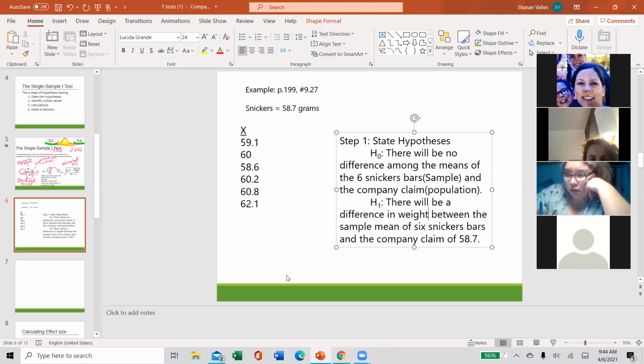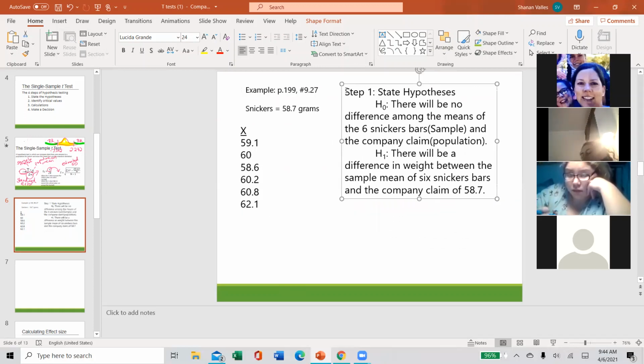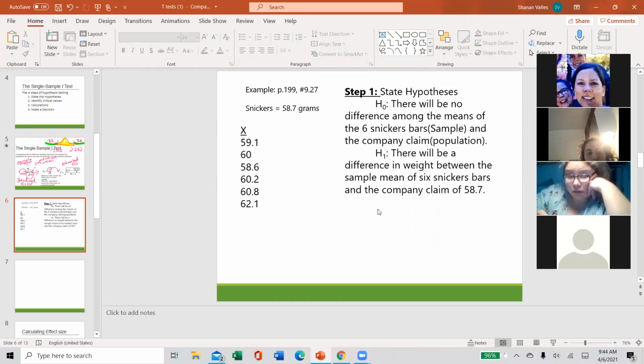All right, so this is not the easiest stuff, writing out our hypotheses. I'm fully aware of that. So it takes practice, and that's what we will work on. So that's step 1.